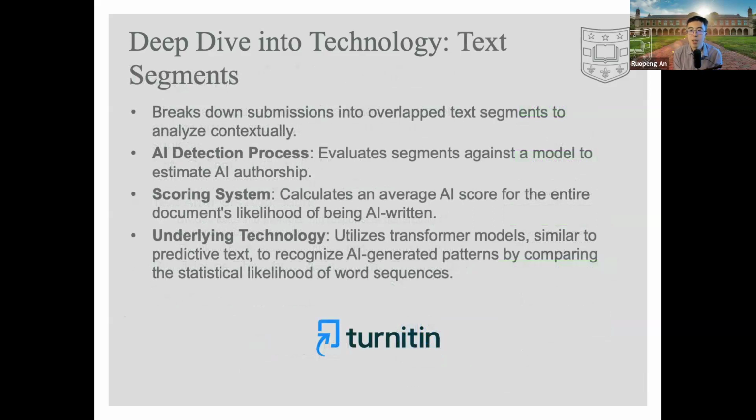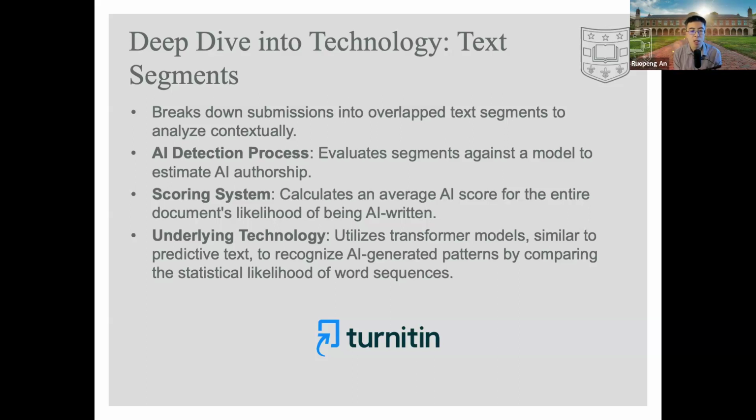And besides the perplexity, the burstiness, and large language models, the fourth way that we can identify AI-generated text is through text segments. So the idea is pretty simple. The algorithm breaks down submissions into overlapped text segments to analyze contextually. Okay? For example, Turnitin used the text segments algorithm. So the AI detection process is to evaluate segments against the model to estimate AI authorship, to what extent the text is generated by AI.